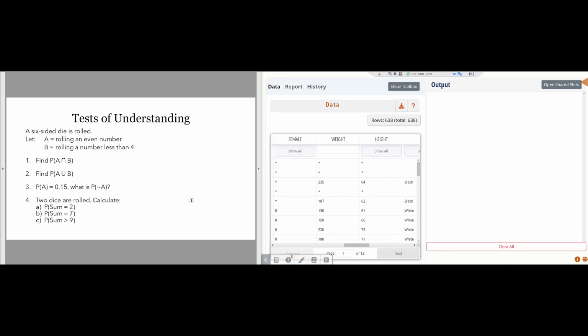Now, some tests of understanding here. Let me flip on my document camera.